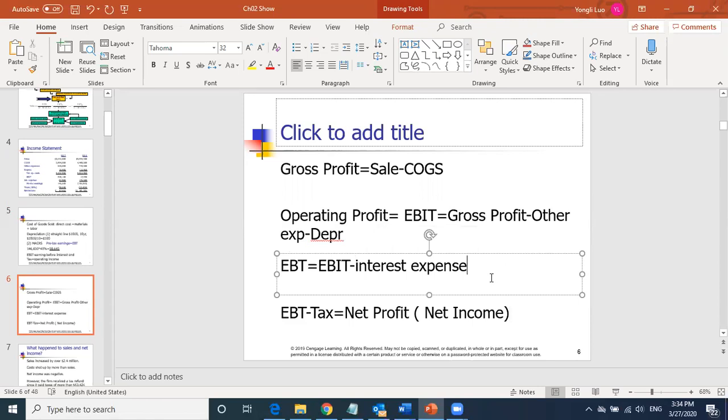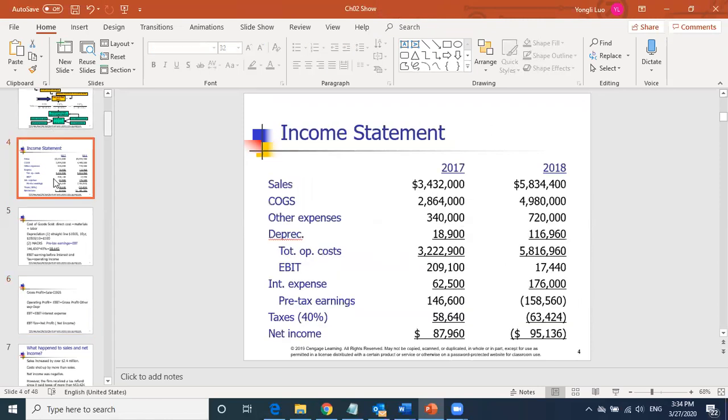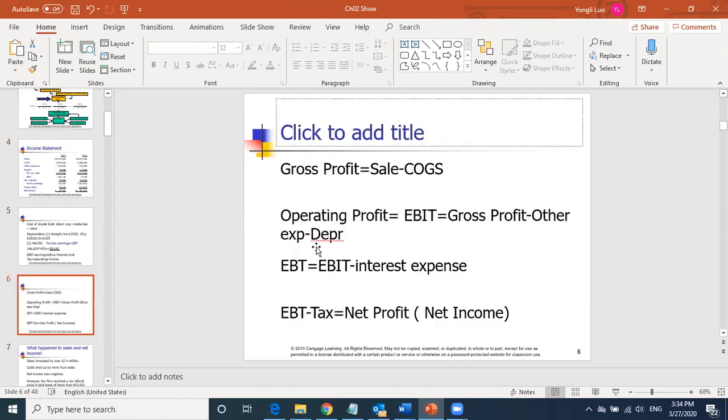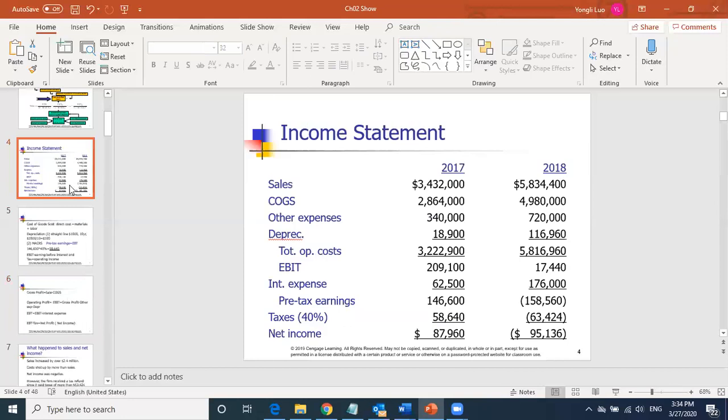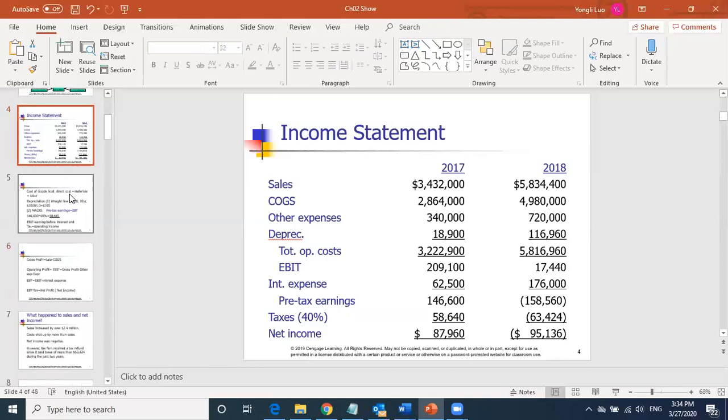So we see that the income statement is mainly about profit. When people ask you about profit, you need to ask what kind of profit. Do you mean gross profit, operating profit, or net profit? Net profit is what we focus on in the income statement.